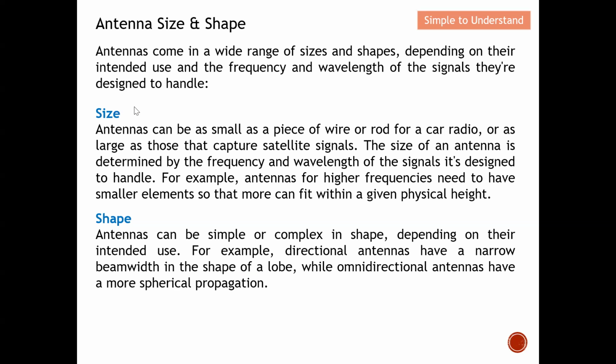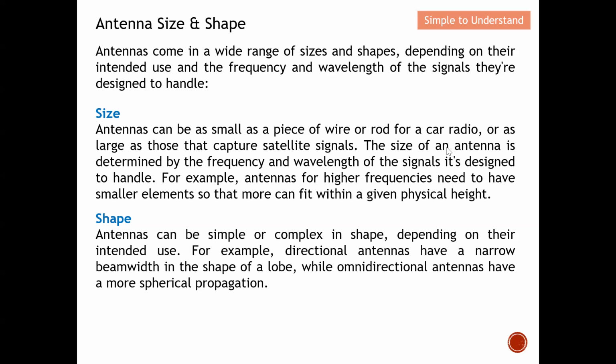So how does the size actually influence the antenna design? Antennas can be as small as a piece of wire. Nowadays, I believe we use more wire as compared to rod, so we have more wire antennas, for example for the radio that we install in a car. They are easily deployed with just a wire antenna, or they can be as large as those that capture satellite signals. You can imagine how big a satellite dish is. That will be a huge size, and this piece of wire is considered quite small.